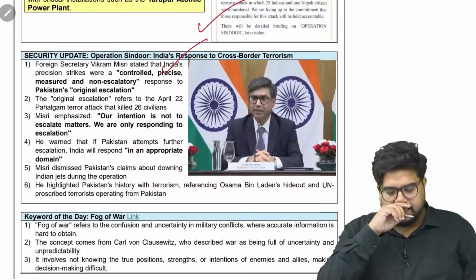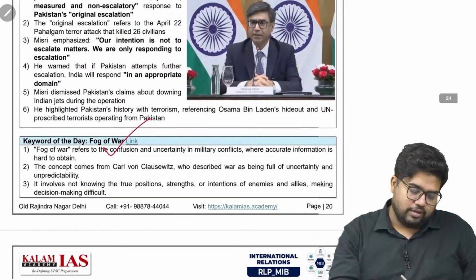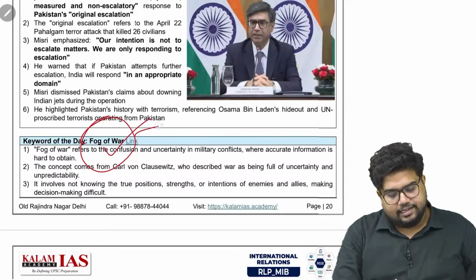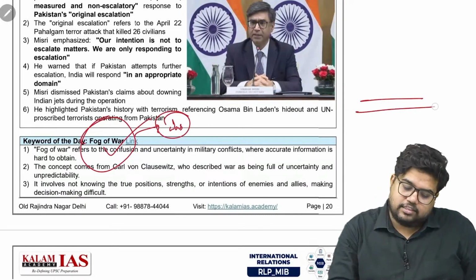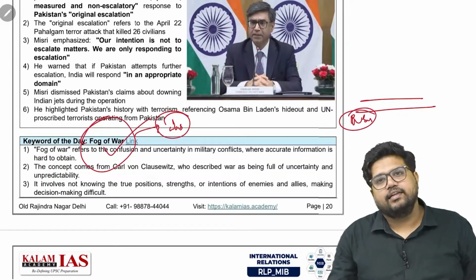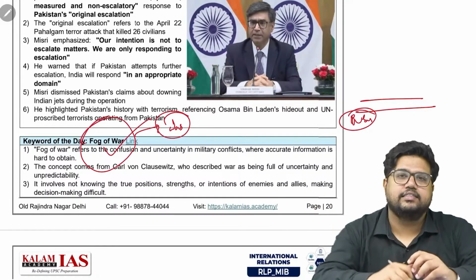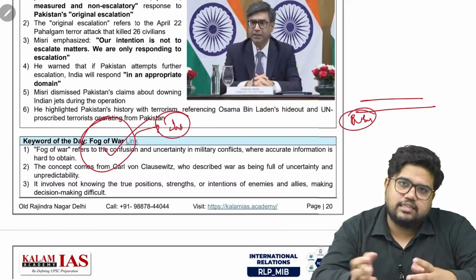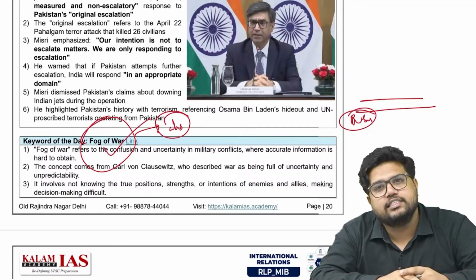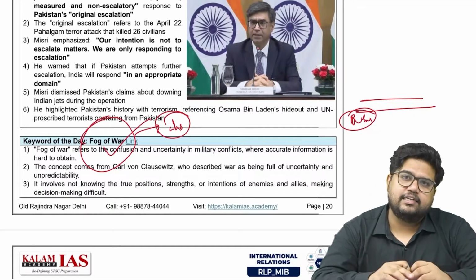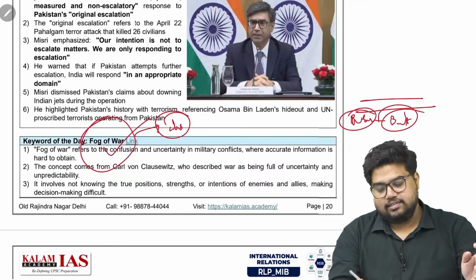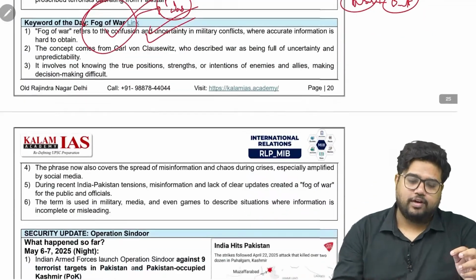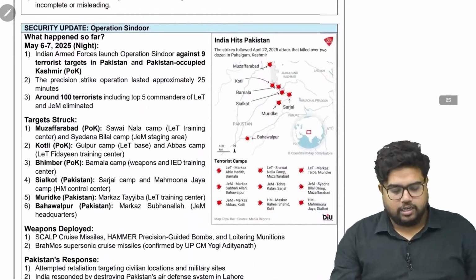Security operations and keywords: fog of war. What is fog of war? We are not actively going into war, but we are keeping the threshold just below war. We are doing everything that can be done during a war, like attacking the other country's assets, or attacking terrorist bases in other countries. We are doing everything that is being done in a war, but we are not calling it a war. This is exactly what is called fog of war. So that is another keyword you can note down.